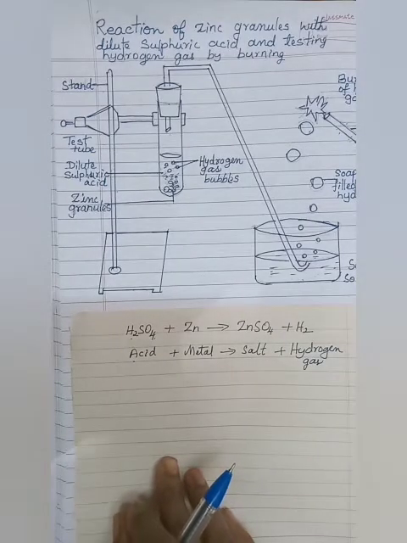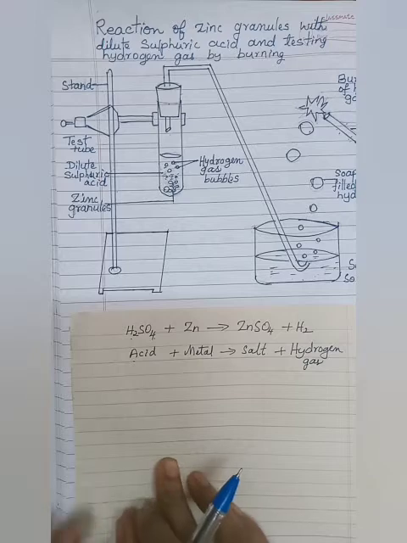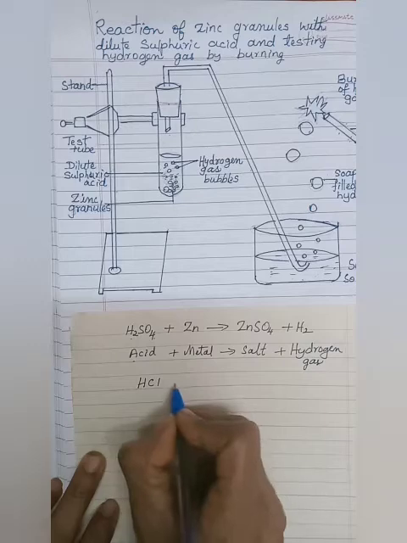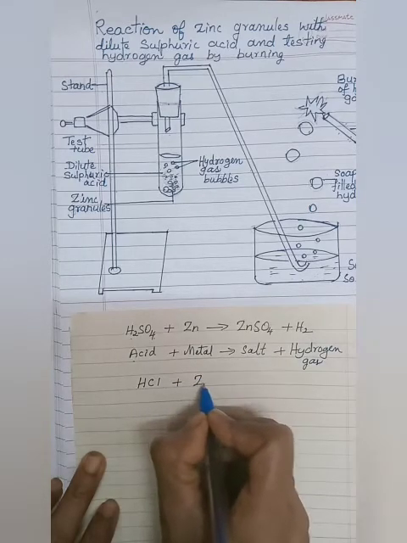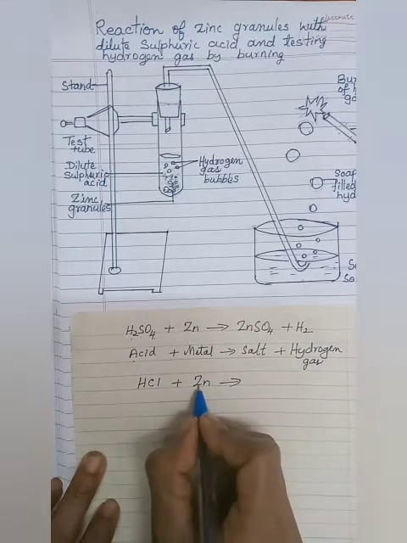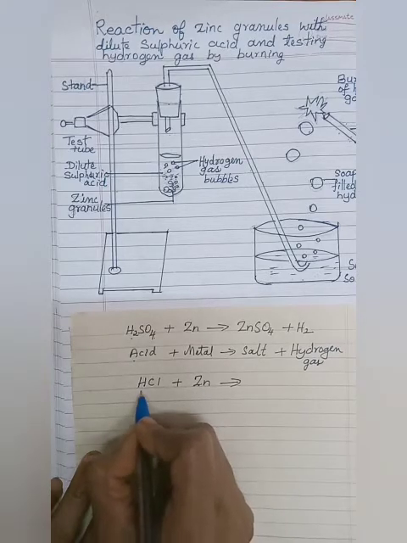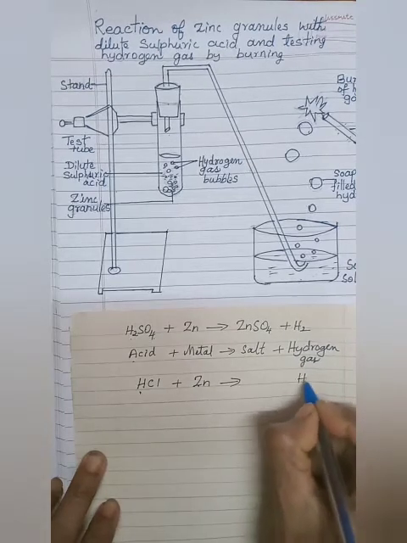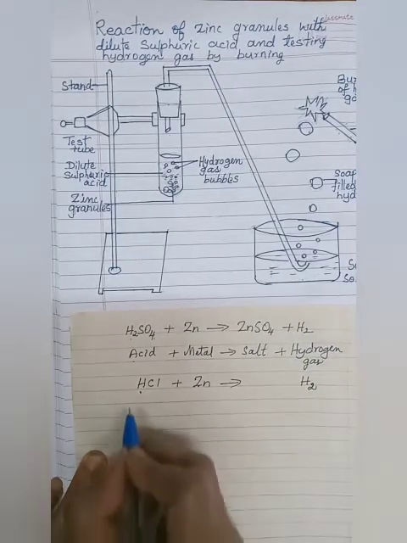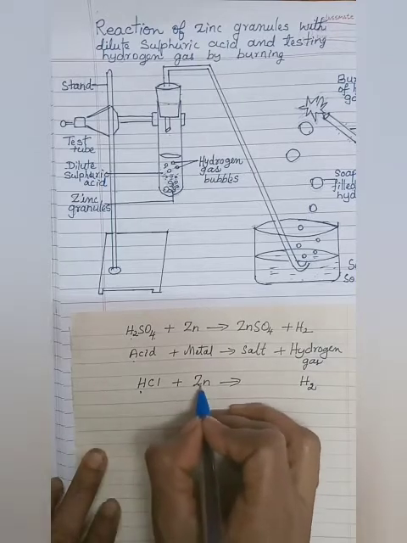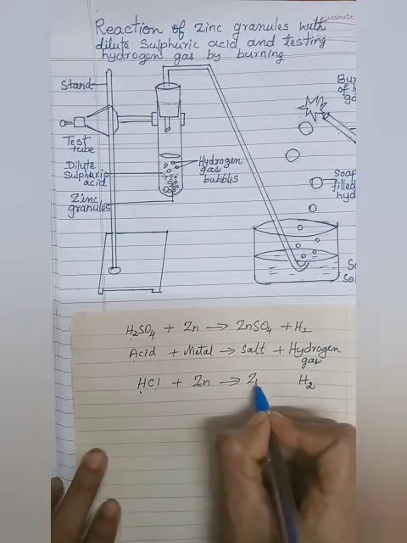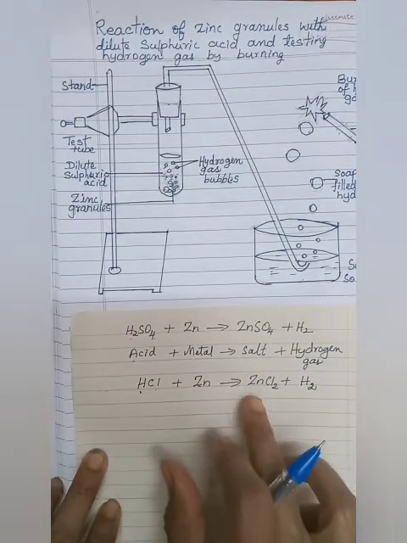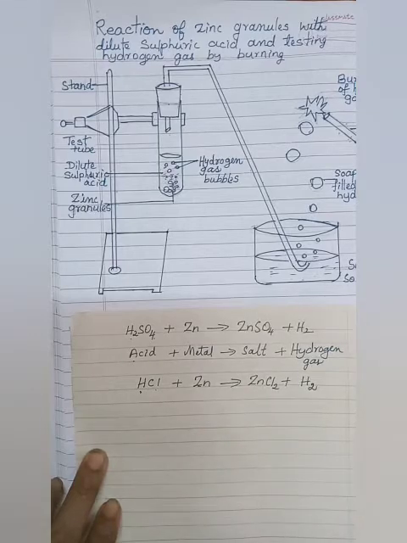Now let us write the reaction between hydrochloric acid and zinc granules. Hydrochloric acid, its formula is HCl. Zinc granules, Zn. Now this zinc displaces the hydrogen atom from hydrochloric acid. Hydrogen is displaced first. Next is ZnCl2. It forms a salt. Here the salt is zinc chloride.